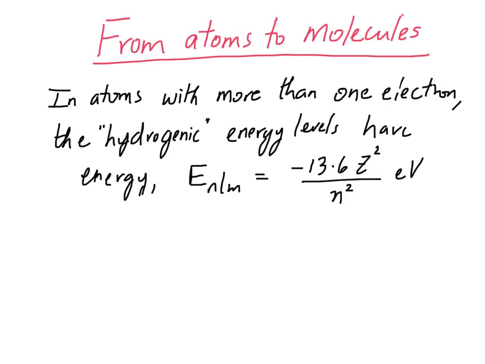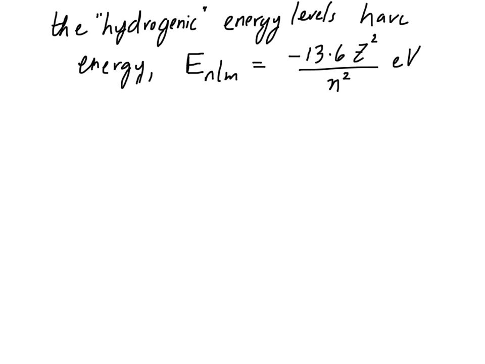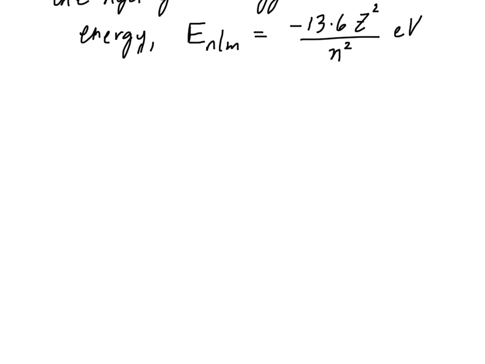Bear in mind that this result is not correct because we have ignored the fact that electrons interact with each other. And there is another factor also which has been swept under the rug, and this is called screening. We will very shortly visit that. In any case, this is our hydrogenic energy level solution, and again n, l and m are our quantum numbers, n being the principal quantum number.